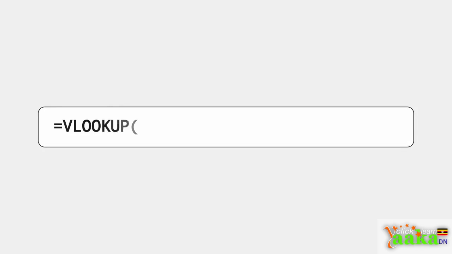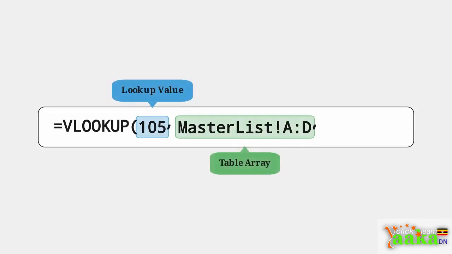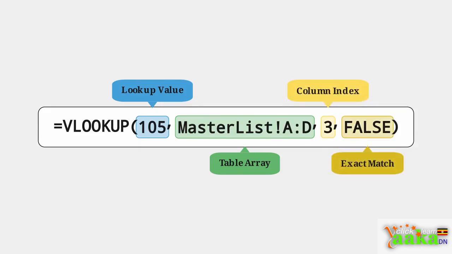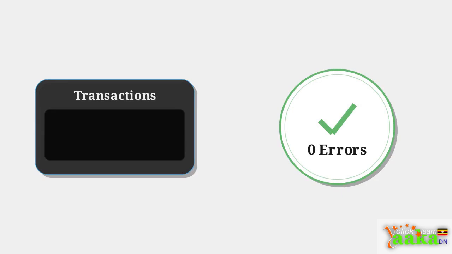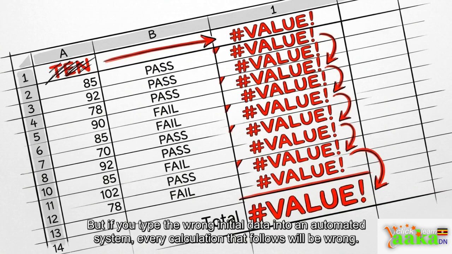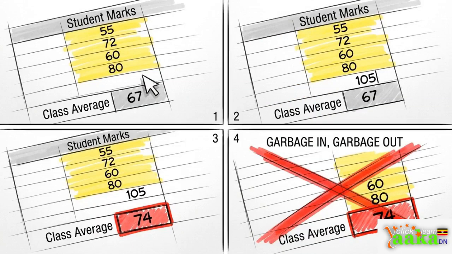Here is the structure. You need 4 arguments: the lookup value, which is 105, the table array, the column index number containing the price, and finally, FALSE for an exact match. By linking daily sales directly to the master list, the cashier never types a price manually. The business handles thousands of transactions with 0 pricing errors. But if you type the wrong initial data into an automated system, every calculation that follows will be wrong. If a teacher accidentally types a mark of 105 instead of 10, the class averages are ruined.